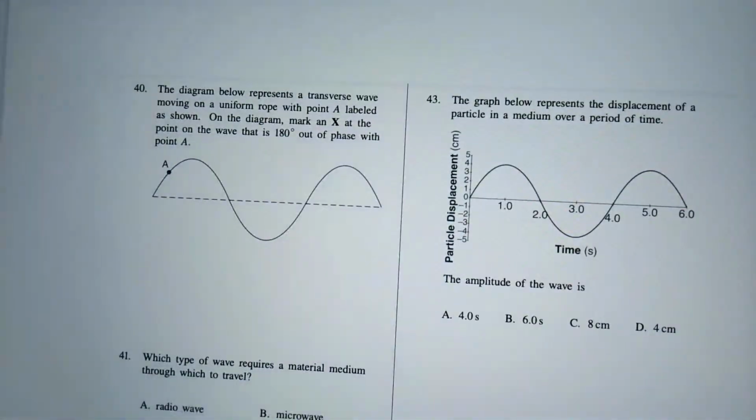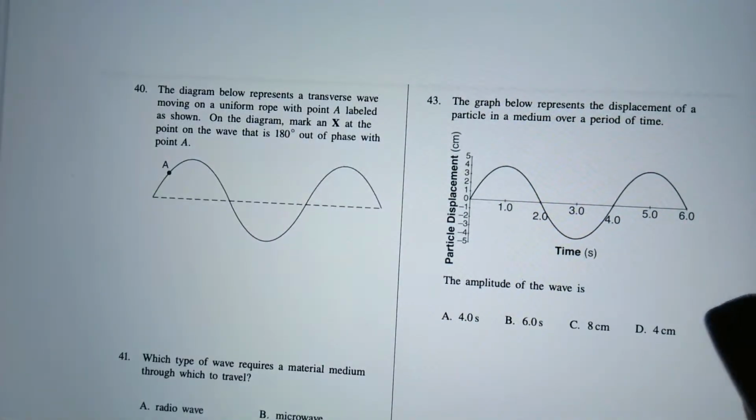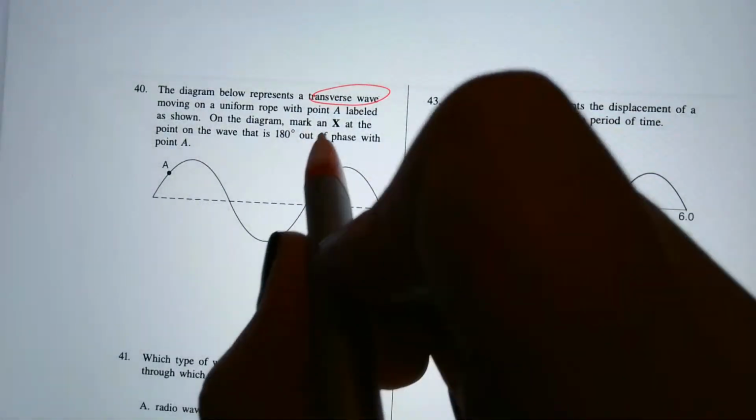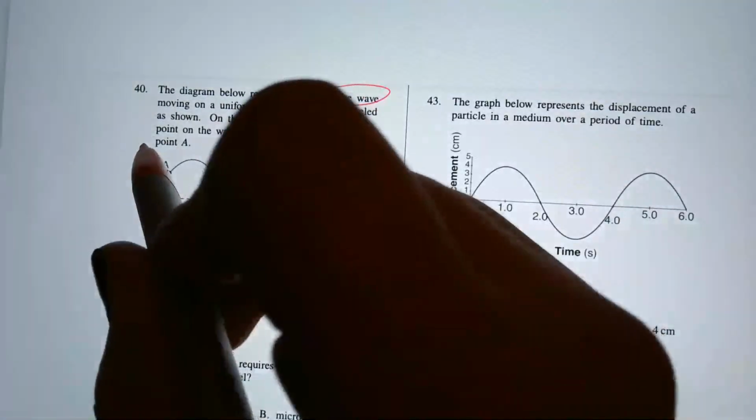Number 40. Oops. Let me get my piece of hair out of the way. The diagram below represents a transverse wave moving on a uniform rope with point A labeled as shown. On the diagram, mark an X on the point of the wave that is 180 degrees out of phase with point A.